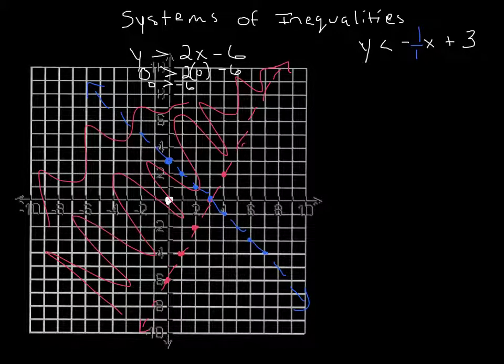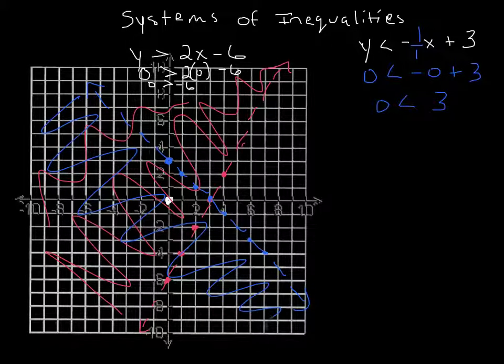Now we're going to plug it into our blue. Okay, so 0, 0 again, I'm going to use the same point. 0 less than negative 0 plus 3. Okay, so 0 less than 3. So because 0 is less than 3, that's true. So now I'm going to shade the blue line on the side towards 0, 0.